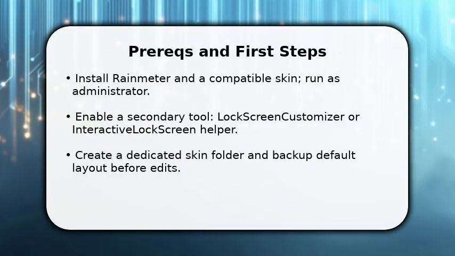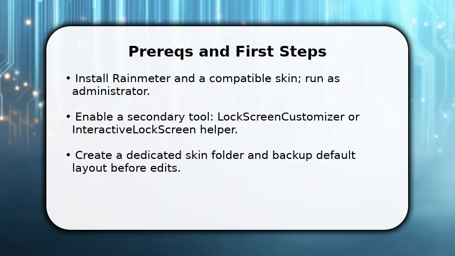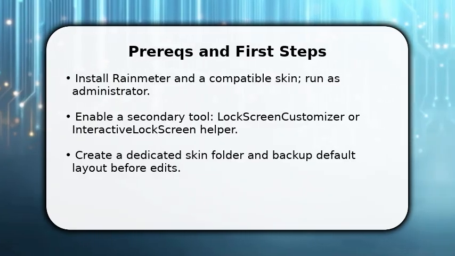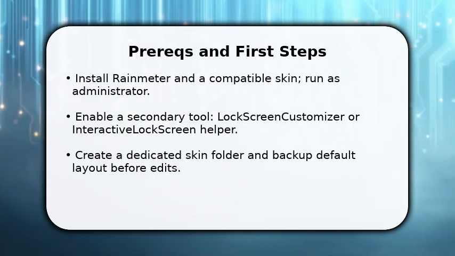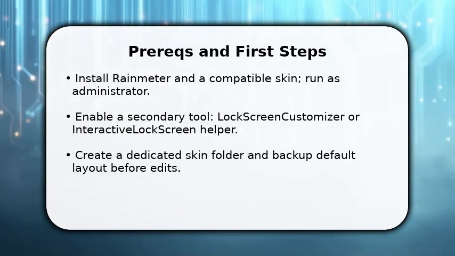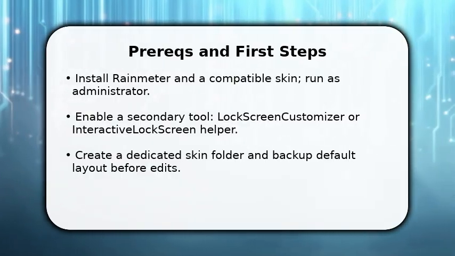You'll start by preparing the essentials. Install Rainmeter and choose a skin designed for interactive widgets, then run the installer as administrator so system hooks work. Once done, add a small helper utility that lets Rainmeter render on the lock screen. This bridges the desktop-only limitation.